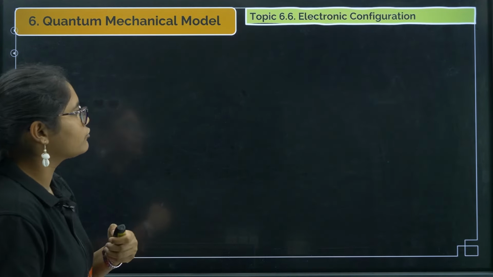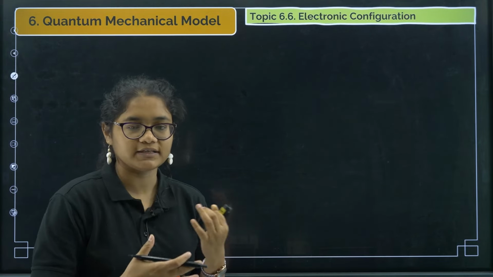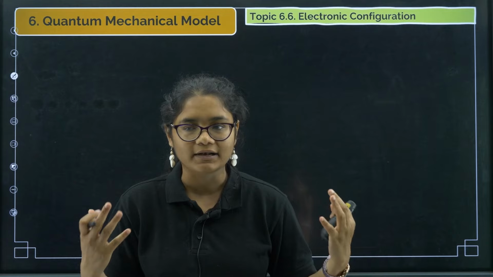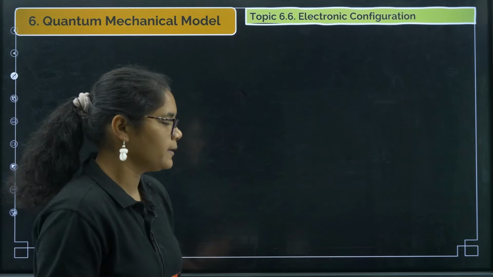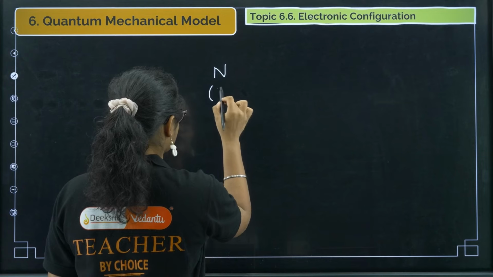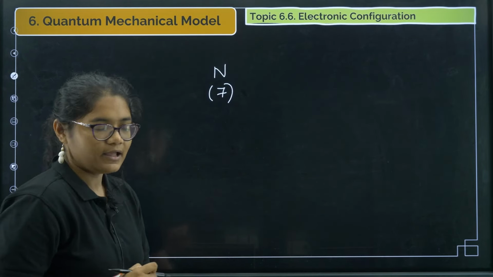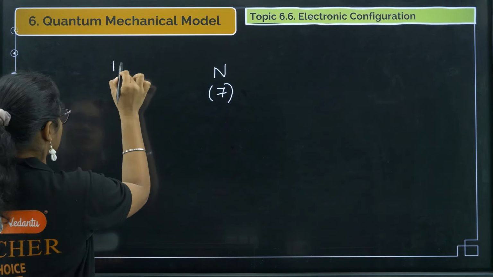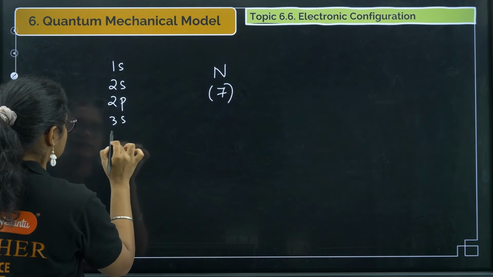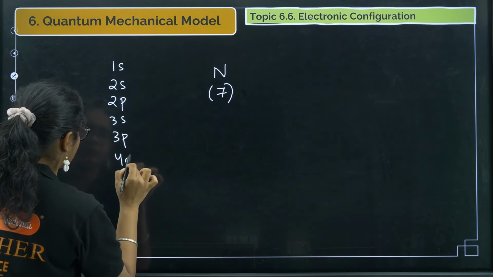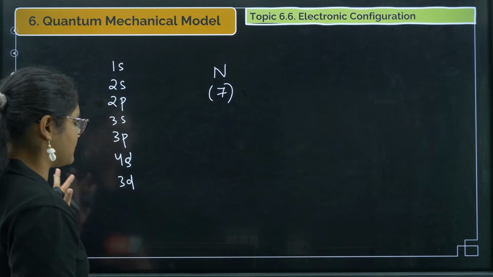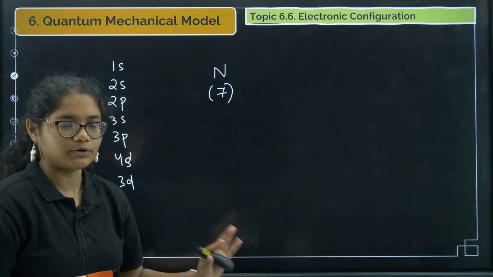Okay, now coming to the electronic configuration. So based on all these rules, we will try to write the electronic configurations of 2-3 atoms so that we can know the process, okay. So let us suppose we write for nitrogen. Nitrogen atomic number is 7, right? And if you remember, what is the order of filling electrons? 1s, 2s, 2p, 3s, then 3p, then I have 4s, then I have 3d. Okay, I'm just doing examples with these 3, then you can continue the same thing.